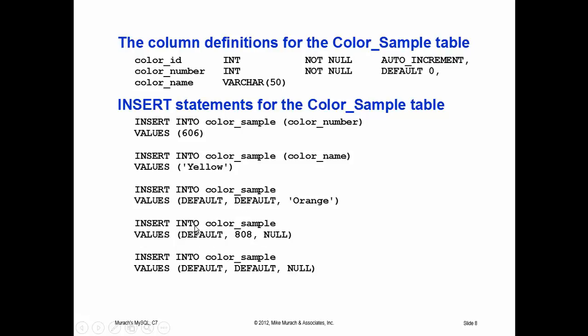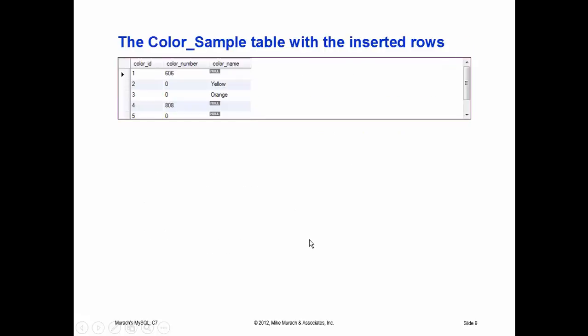Then the fourth record, that'll be 4. The number will be 808, and the color name will be null. And the fifth one will take basically all of our defaults, so it'll go in as 5 for the color ID. It'll go in as 0 for the color number, and it'll go in as null for the color name. All right, just to show you that you can put all that stuff in there. And there it is.